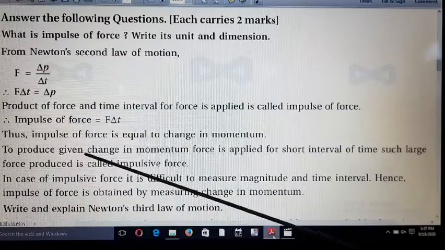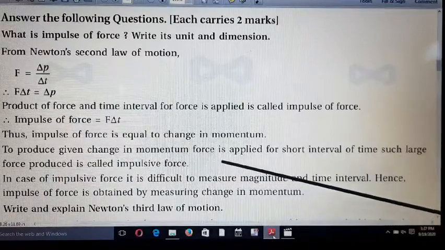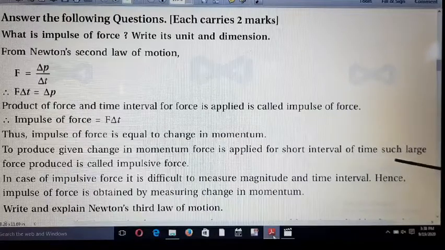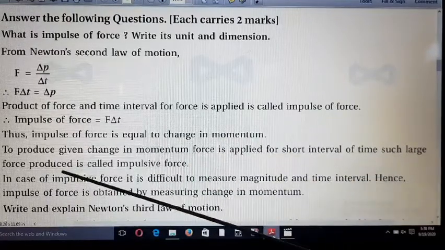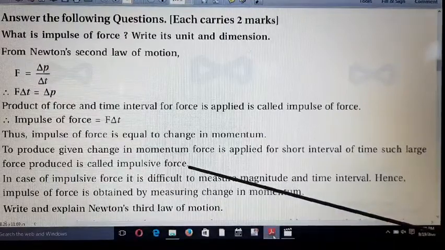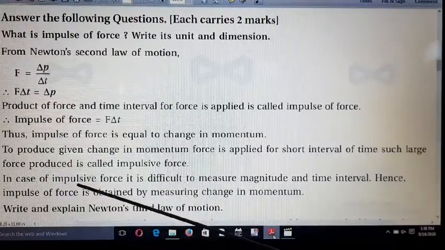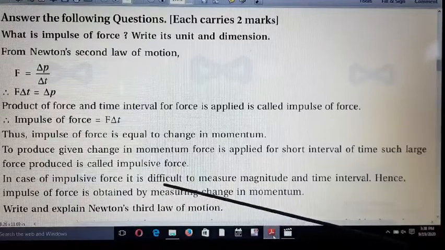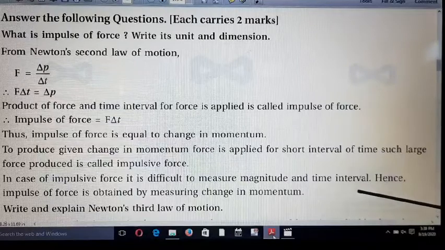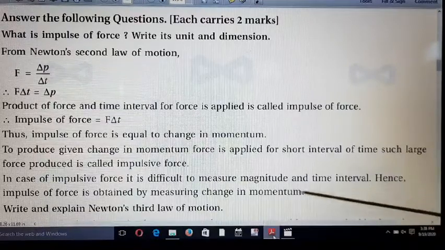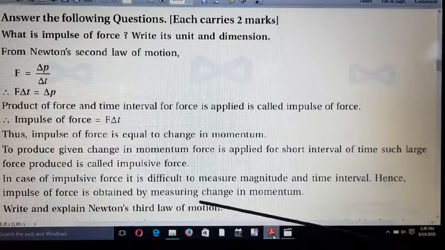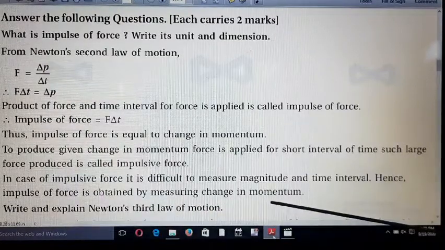When a force that produces a change in momentum is applied for a short interval of time, such a large force is called impulsive force. In case of impulsive force, it is difficult to measure the magnitude and time interval. Hence, impulse of force is obtained by measuring the change in momentum.